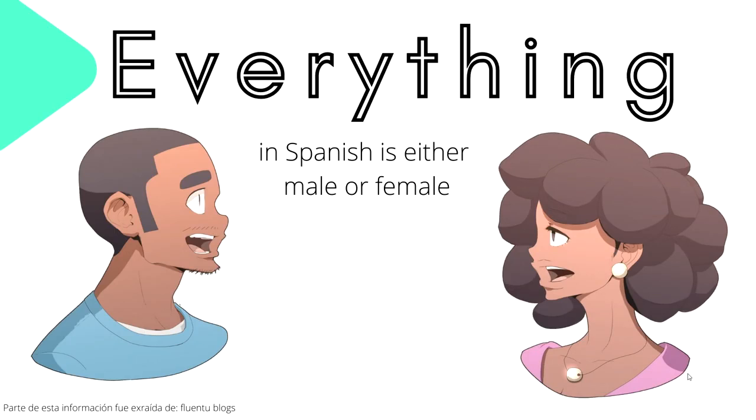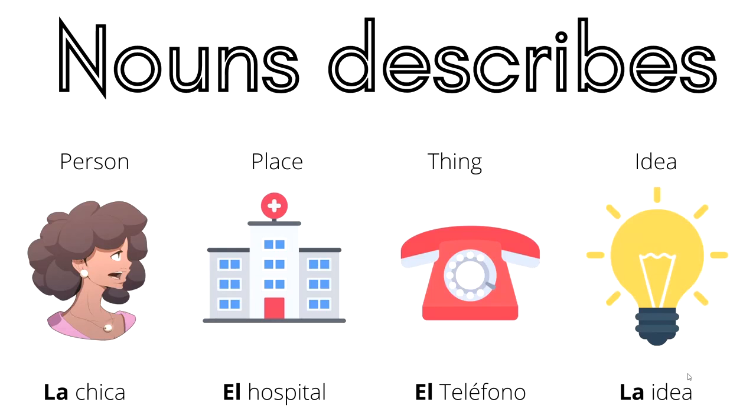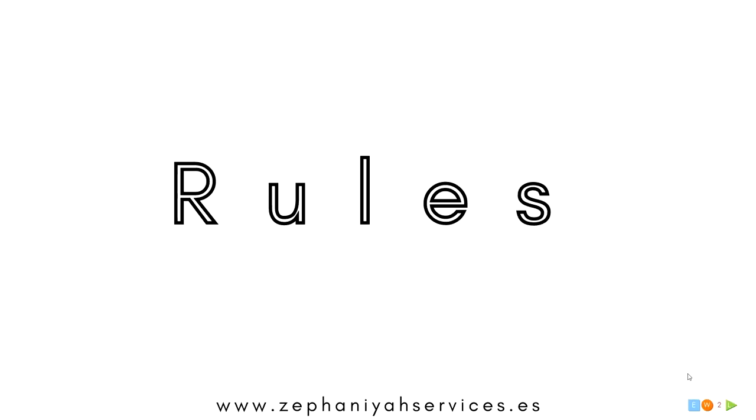Now, everything, todo, in Spanish is either male or female. Nouns describe a person, la chica; a place, el hospital; a thing, el teléfono; an idea, la idea. Now let's go over some rules.